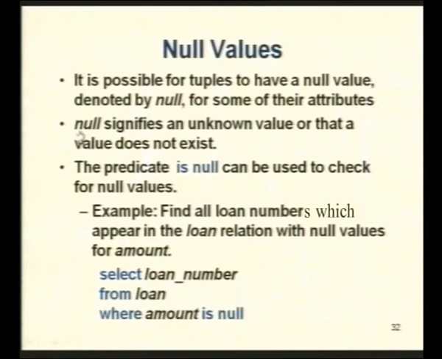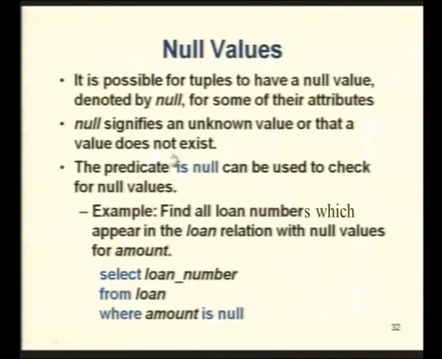So, now what does this null signify actually? Null signifies an unknown value or a value that does not exist. Now, please note the difference between an unknown value and a value that does not exist. Unknown value means as far as we know, we don't know its value. That is called a closed world assumption. On the other hand, if the value never exists, that means it is an open thing, that is, it never exists whether we know or whether we do not.